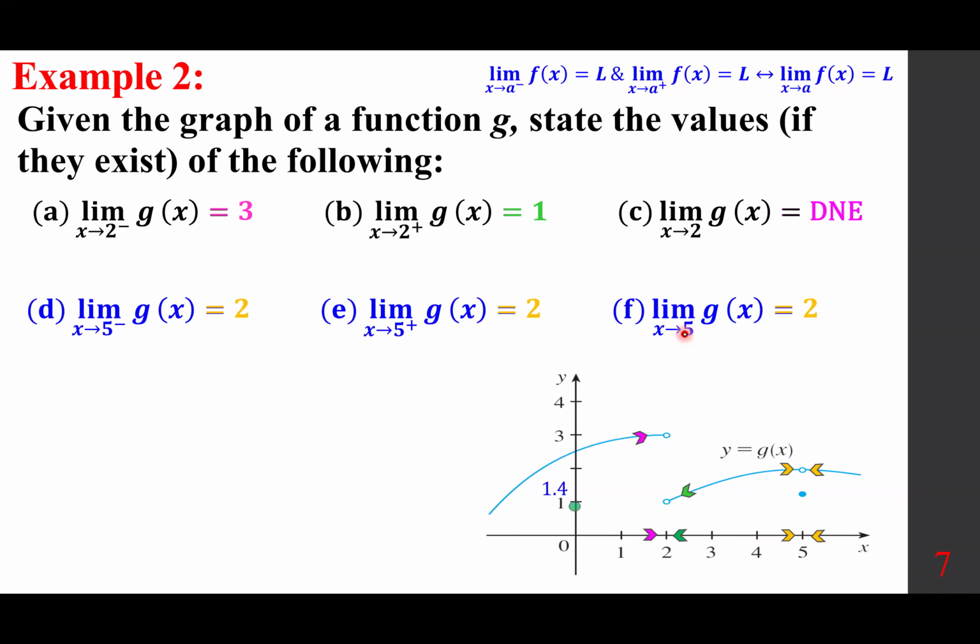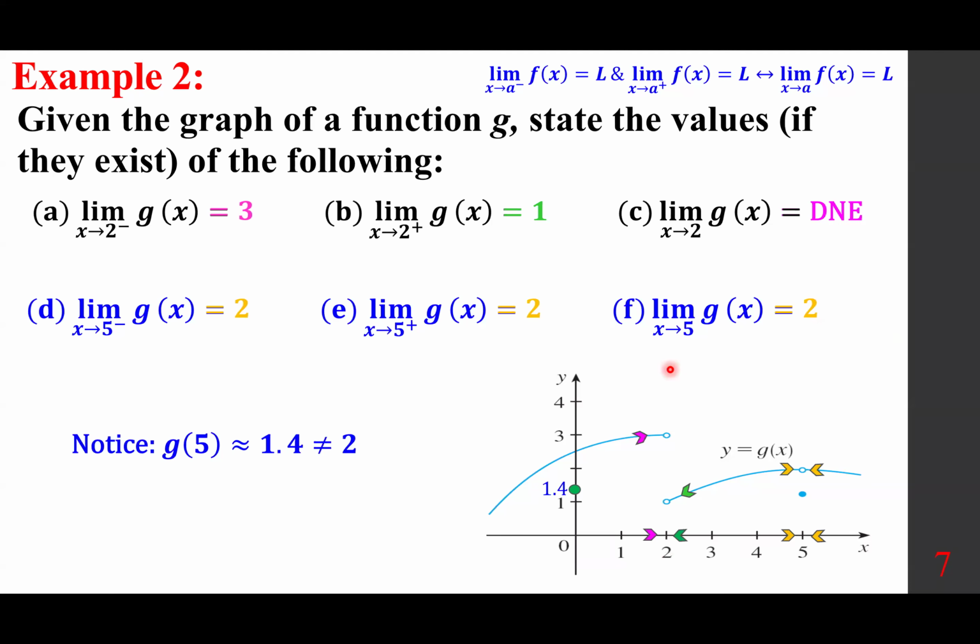I want you to notice the following. If we look at this solid point and the y coordinate is 1.4, that means g of 5 is 1.4. And of course, it is not equal to the limit. So the limit and the functional value are different. Later on, we discuss the concept of continuity. The function is not continuous at 5.